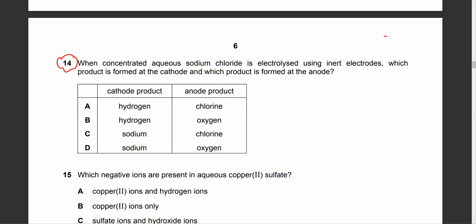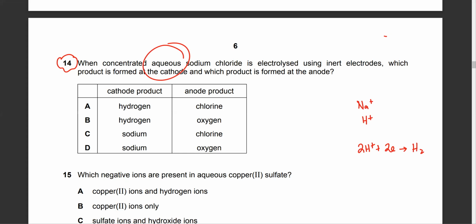Since it's concentrated NaCl and aqueous, this means at the cathode there's going to be Na+ and H+. So which ion will be discharged at the cathode? Hydrogen. Okay, so H+ would gain electrons to form H2.